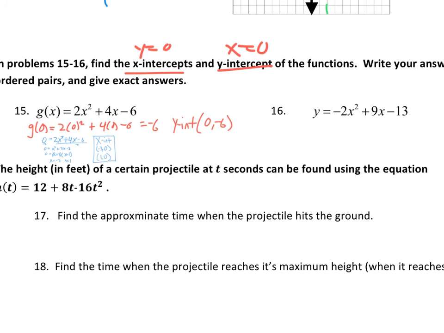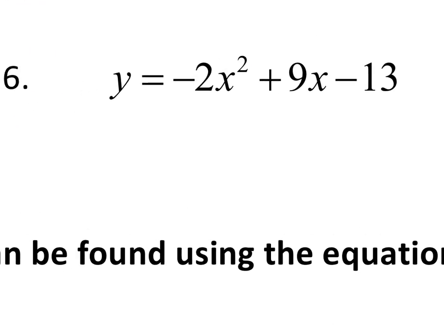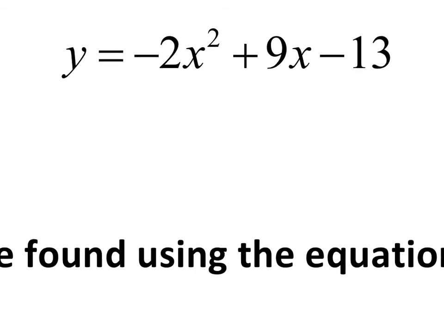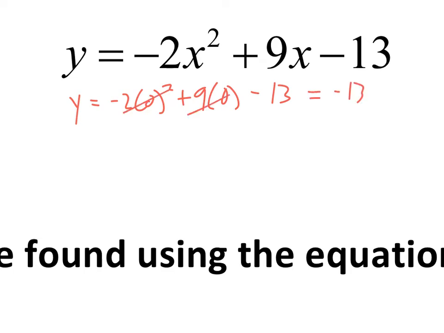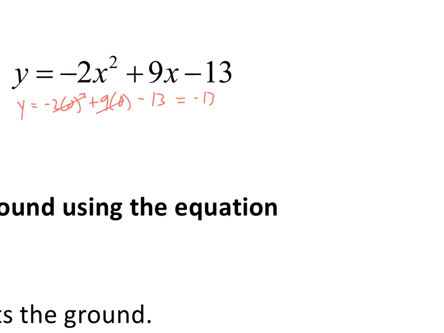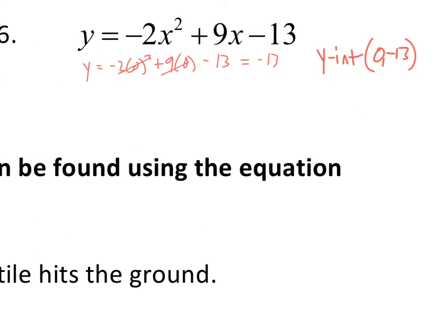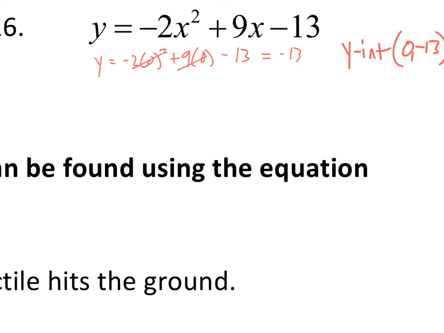There we go. All right, off to this guy here. So we have our two intercepts. Let's find our y-intercept first. That's the easiest. So let's plug in 0 for x. And all those terms are going to wipe out here, and that gives us negative 13. So we have a y-intercept of, when x is 0, y is negative 13.